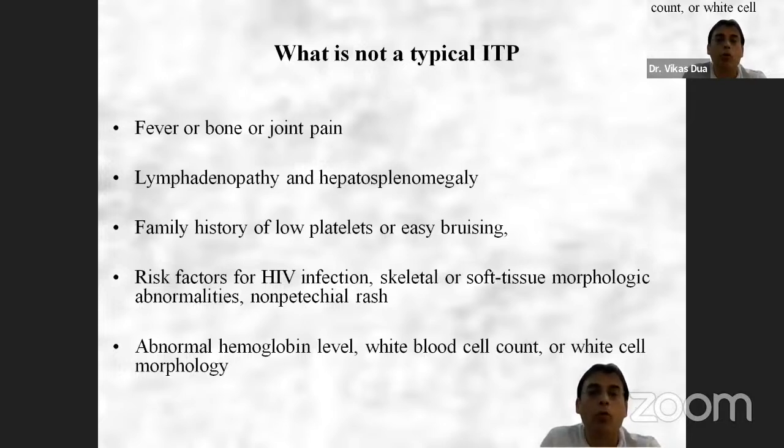Family history of low platelets. This is never found in a patient of ITP, because ITP, what we just discussed, is an acquired issue. Because of some reason, because probably an infection, viral process, immunization, or idiopathic, the platelets are low. So if you have a family history, think of inherited thrombocytopenias. Then abnormal hemoglobin levels.